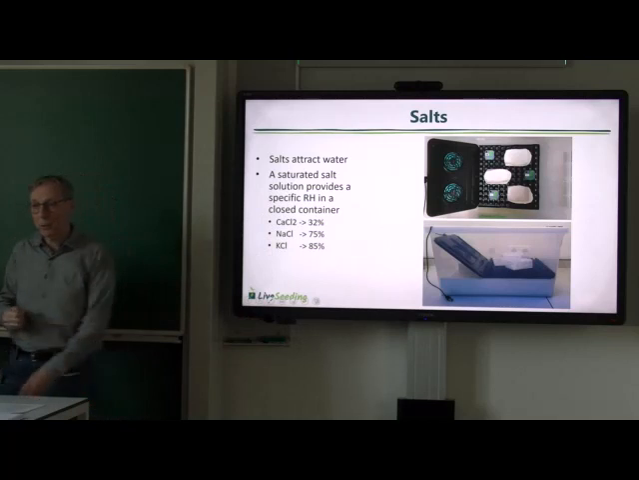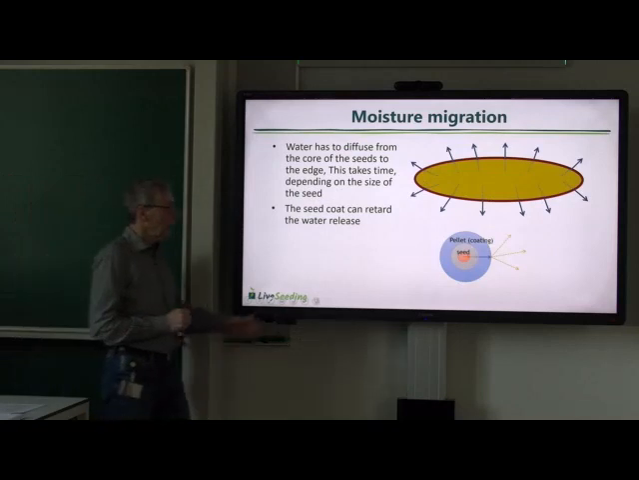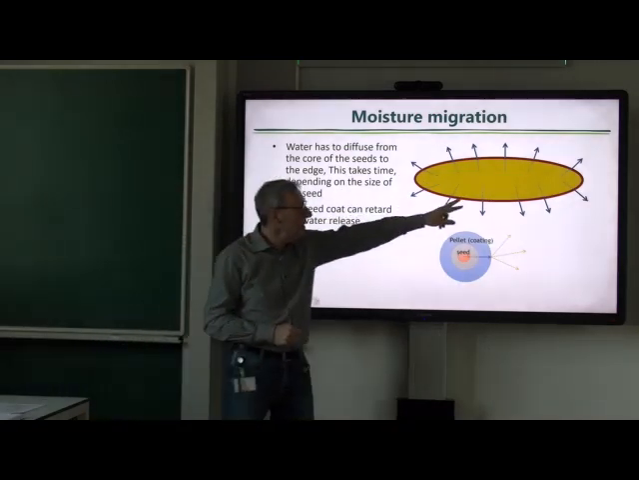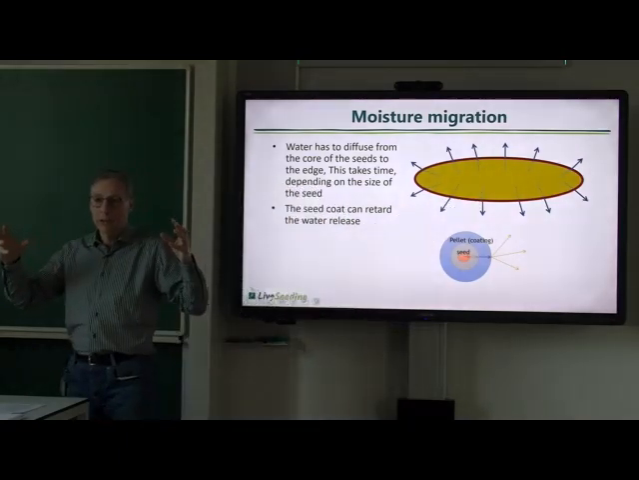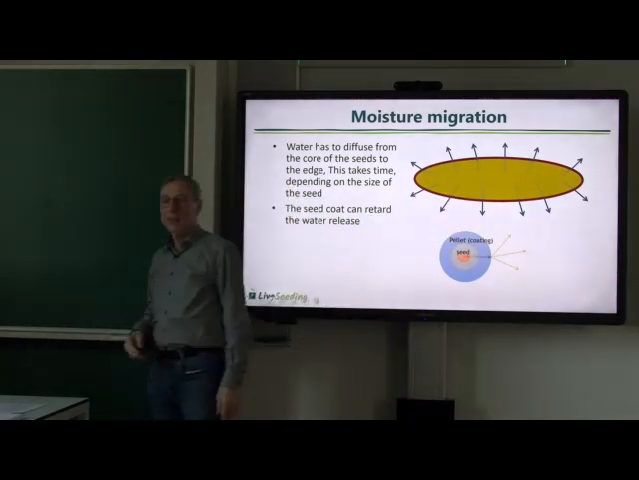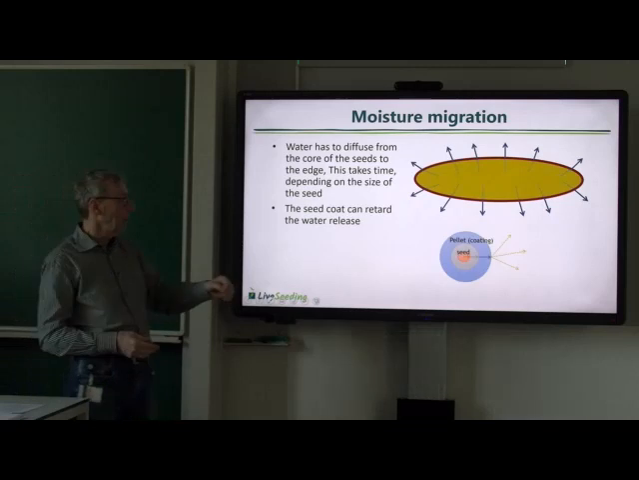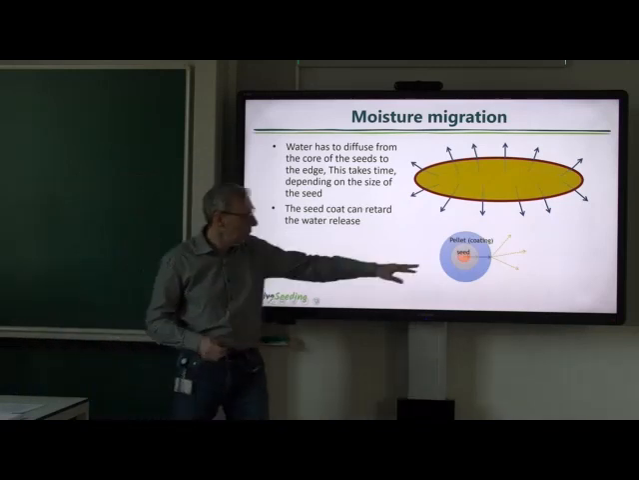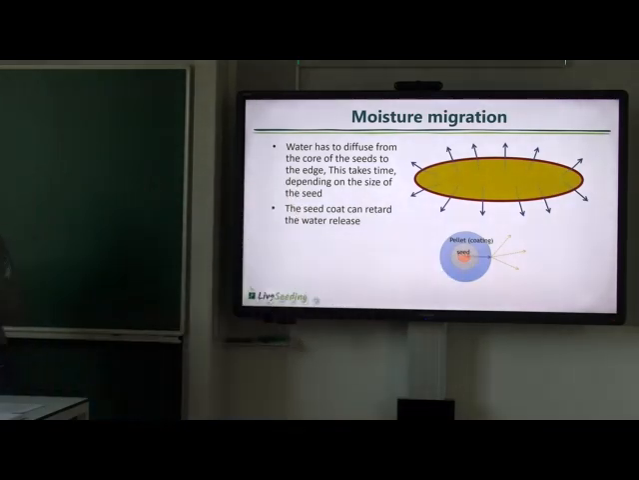But this is the principle. Moisture migration is important. If you have a big seed, it takes time for water to move from the core to the outside. You can put a very low relative humidity here, but time is needed to move. Of course that goes faster with a higher temperature than with a lower temperature, but it takes time. This is also the case with seed pelleting: there is a distance the water has to move. A small seed goes fast.